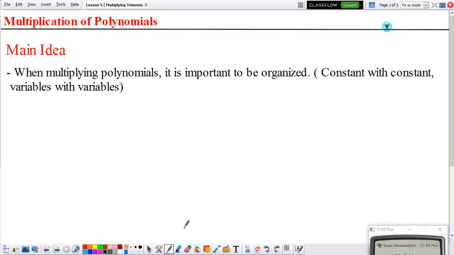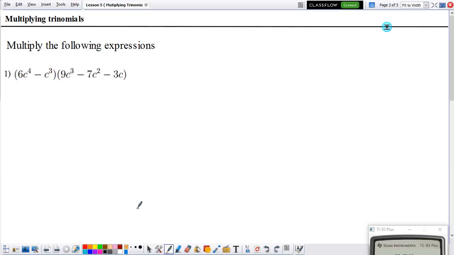Today, we will talk about multiplication of polynomials, but more importantly, we're going to see some examples where we have trinomials now, but it doesn't matter if it's polynomial or trinomials. The main idea still remains the same: when you multiply polynomials, it is important to be organized. And when we mention being organized, we mean that we're going to be multiplying constants with constants and variables with variables. Now, let's see some examples.